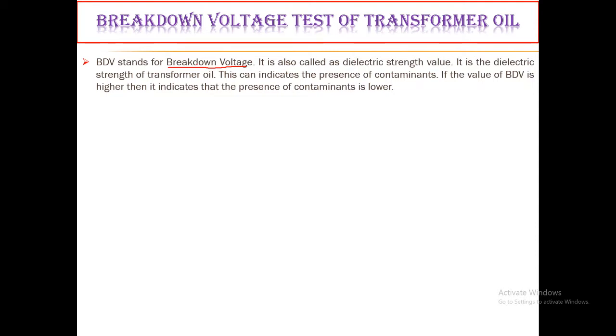In case of solid dielectrics, where we observe the spark formation over the surface, let me draw the picture to make it clearer. Suppose this is the insulator which I am representing over here, and if one observes a spark over its surface, then this is known as a flashover.